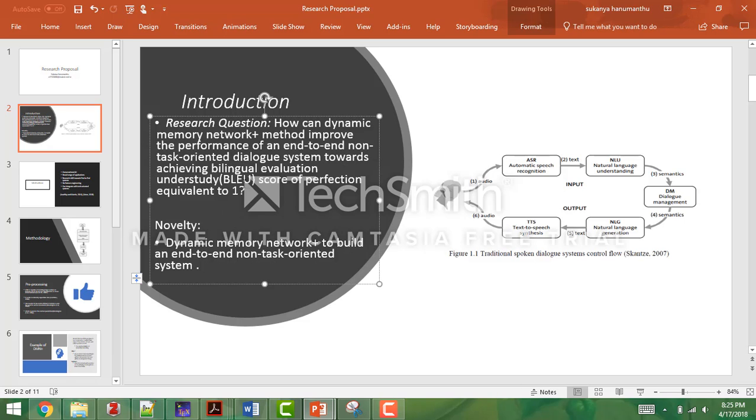That is one of the most used methods to evaluate any dialogue system, whether it's a task oriented system or a non-task oriented system. They mostly use this because this score has a lot of correlation with the human evaluation.